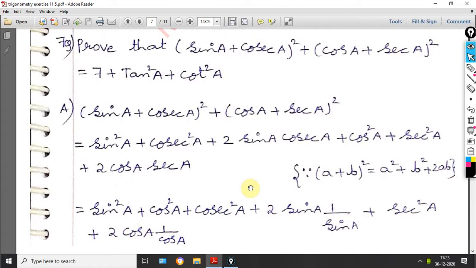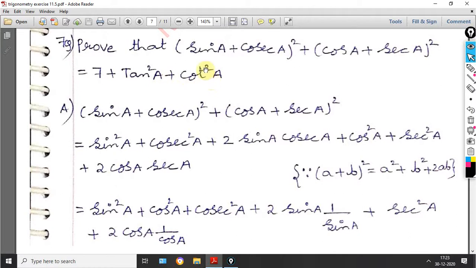Here we are seeing the trigonometric chapter of SSC Maths Telangana, in that exercise 11.4, seventh problem. So let's start. What he gives: prove that (sin A + cosec A)² + (cos A + sec A)² = 7 + tan² A + cot² A.